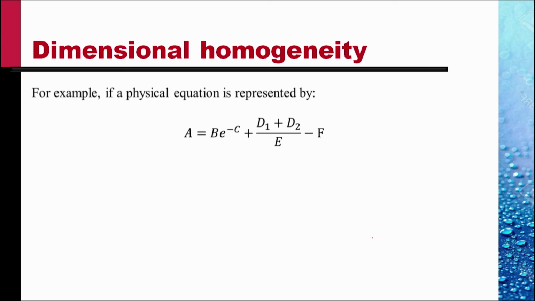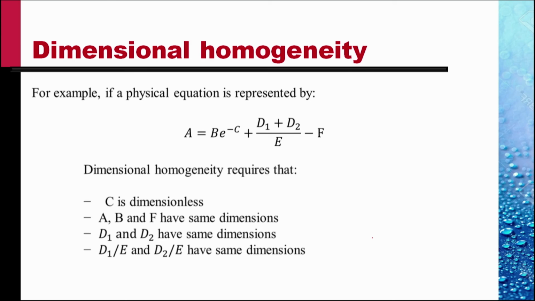This can be a valid physical equation representing the results of a physical phenomenon only if it is dimensionally homogeneous. And dimensional homogeneity requires that C must be dimensionless, because we take the exponential of C.